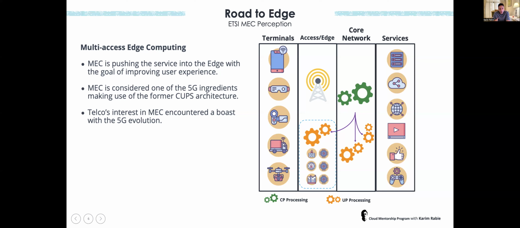Okay, the question is, what is the edge for us in telco? Yes, I'm going to cover that, Carlo, in the next 3 slides.